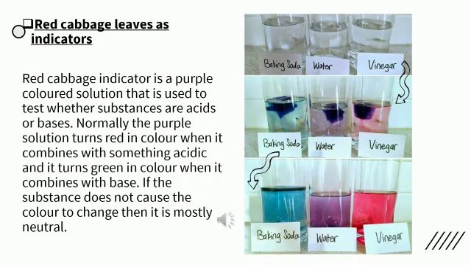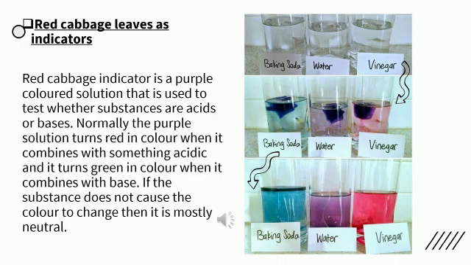Next, coming to red cabbage leaves as indicators. You people might have seen how red cabbage looks. Same like cabbage, but it is reddish brown in color. The leaves of this cabbage also act as an indicator. Usually this red cabbage is purple in color. When it is made into a solution, it looks like a purple colored solution. And that solution is used to test whether the substances are acids or bases.